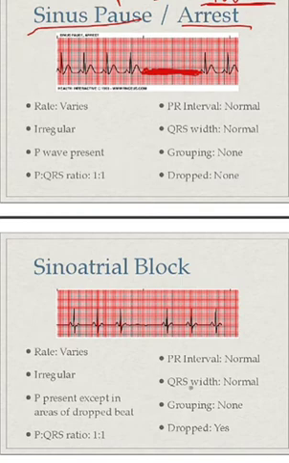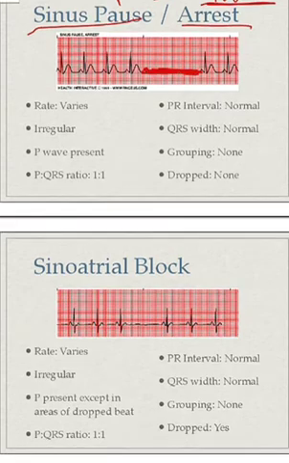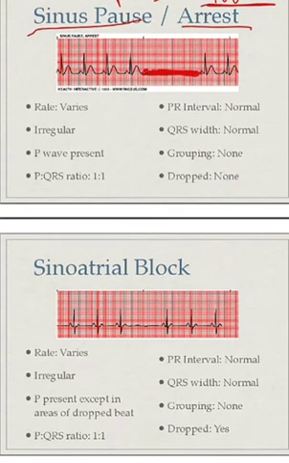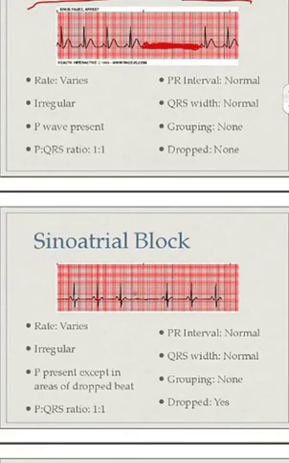Sinoatrial block. If there is sinoatrial block, rate would vary. P wave is present except in areas of drop beat. Here there is a drop beat, so here there is no P or QRS complexes. It is like symmetrical, everything is going on, then there is a pause, and then everything starts. Here, the P wave is not passed from the sinus node, and it is called sinoatrial block. Okay, you can just ignore this ECG, this is a bit complex for you.